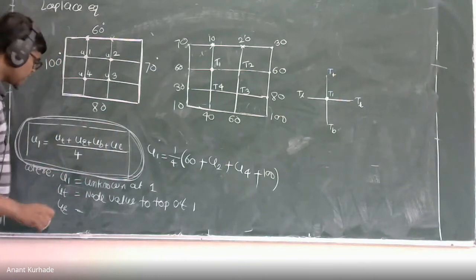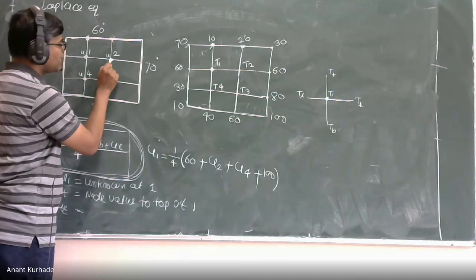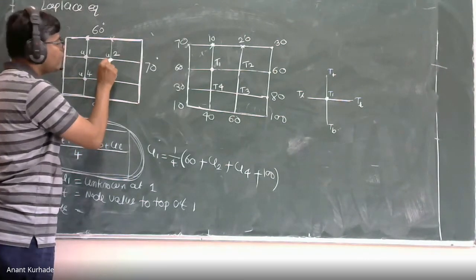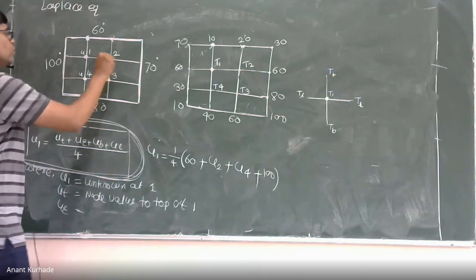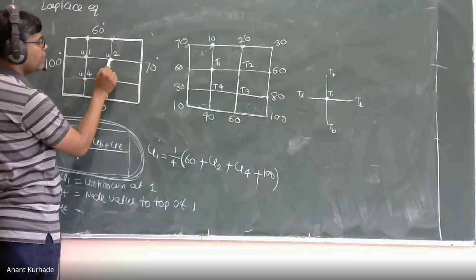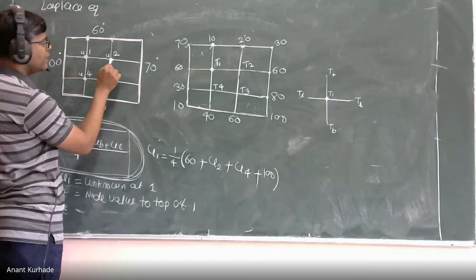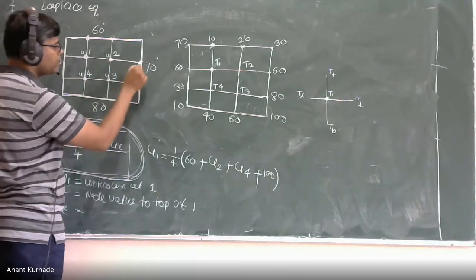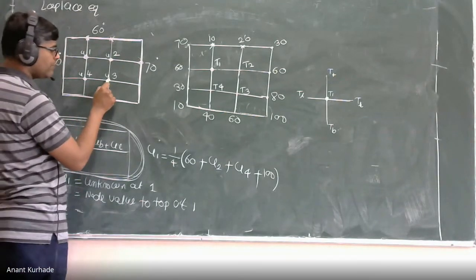Similarly, we can form the equation for U2. Now tell me how we can form the equation for U2. Anyone please reply. U2 equal to 1 upon 4, the average, into bracket U1 plus U3 plus 70 plus 60. For U3, how can we form the equation?